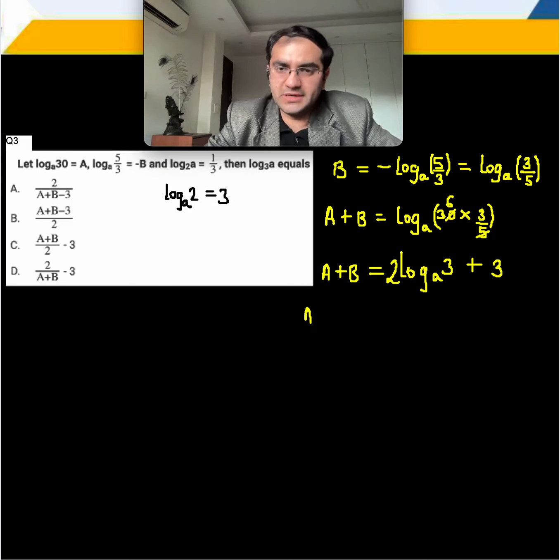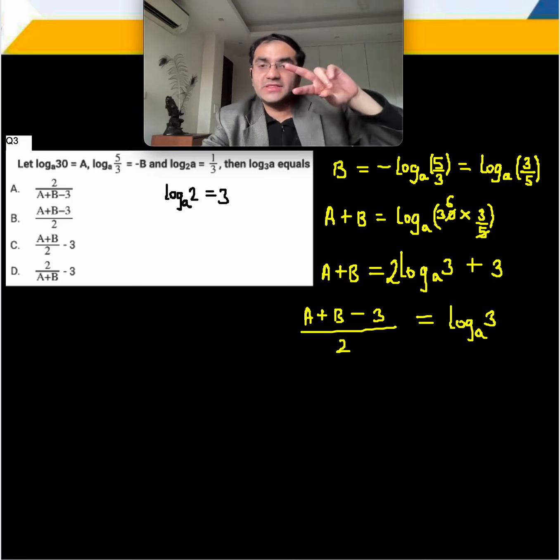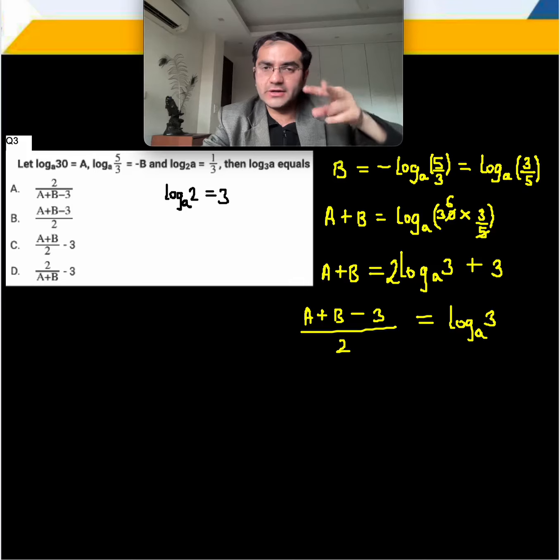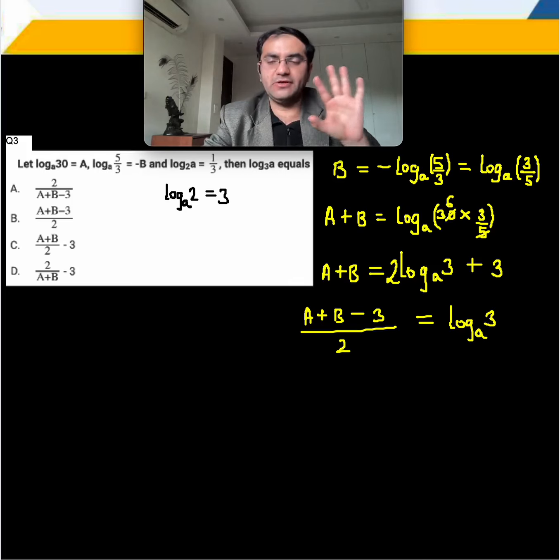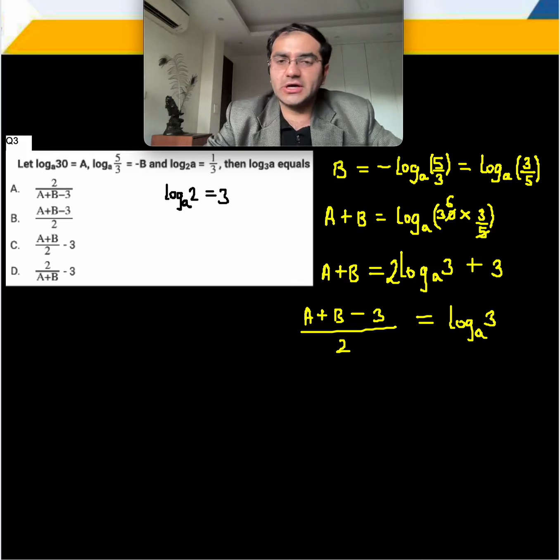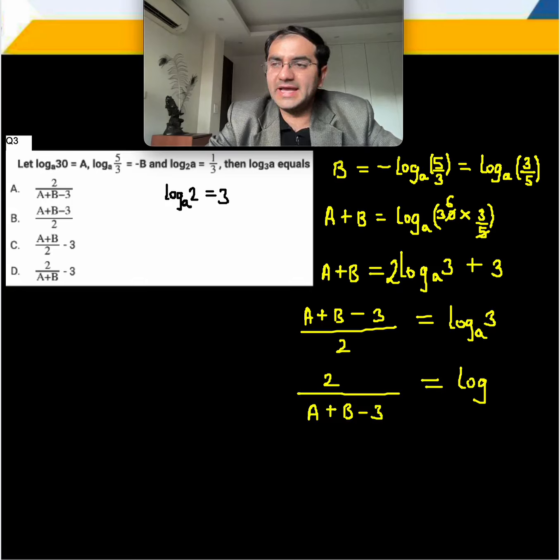ठीक है? Almost done. So now a plus b minus 3 divided by 2 is equal to log 3 base a, but I need log a base 3. The interchanging of the argument and base creates a reciprocal. That is a property of logs, right? If you interchange argument and base, you are creating a reciprocal. So over here, to create reciprocal, 2 upon a plus b minus 3 gives you log a base 3, and that is the answer. A part is the right answer for this question.